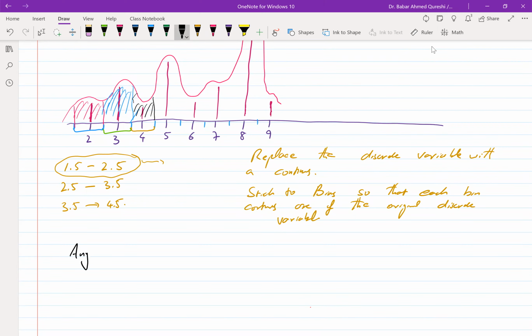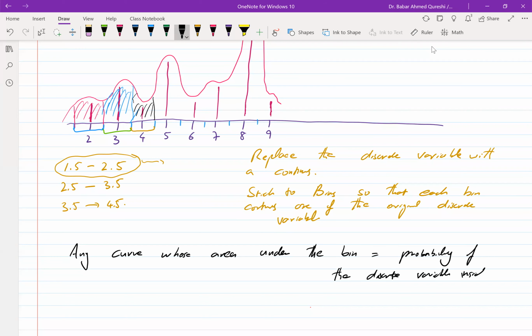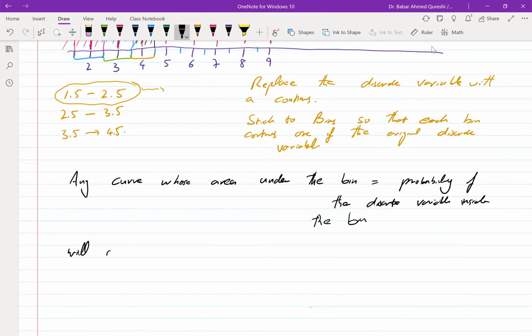So any curve whose area under the bin is equal to the probability of the discrete variable inside the bin will approximate the discrete probability distribution.